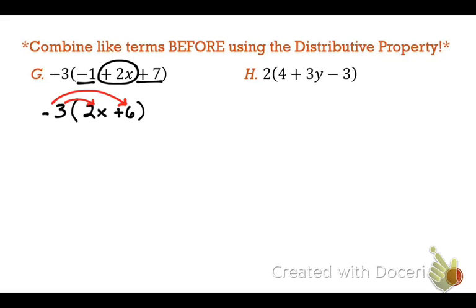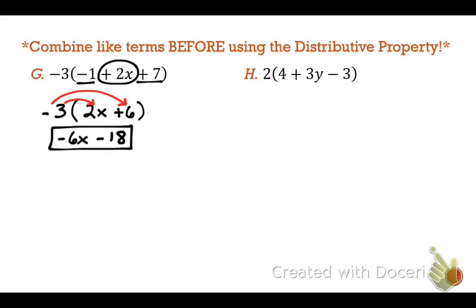Now, sometimes we can do this mentally in our head. Beforehand, we were writing down this means negative 3 times 2x. If you can do that in your head, you do not have to write it down. Guys, what is negative 3 times 2x? Negative 6x. So let's skip that step right now since we can do it in our head. Now we've got negative 3 times positive 6. What's the answer? Negative 18. And that is all the like terms we have, so our answer is negative 6x minus 18.